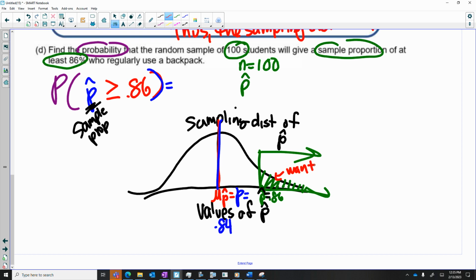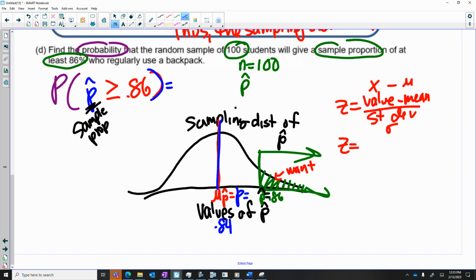So there are two ways that we can find the area under a normal curve. We could either use a z-score. You guys know the formula is value minus mean divided by standard deviation, or we could use normal CDF. I'm going to show you both. So in the past, the value was x, and the mean was mu, and the standard deviation was sigma. Now we're going to do everything in terms of p hat.